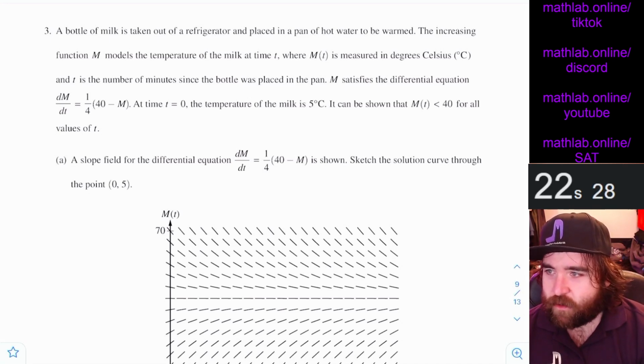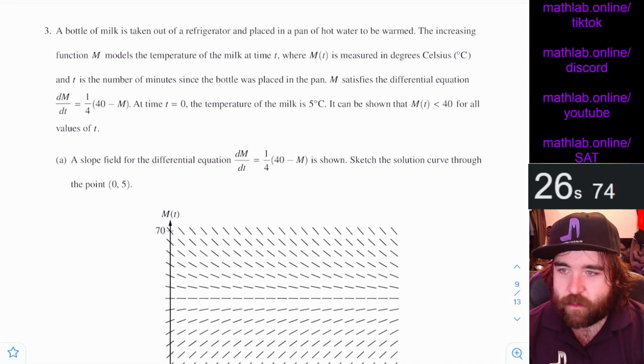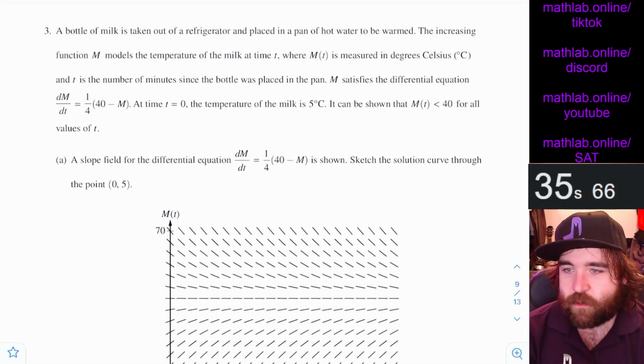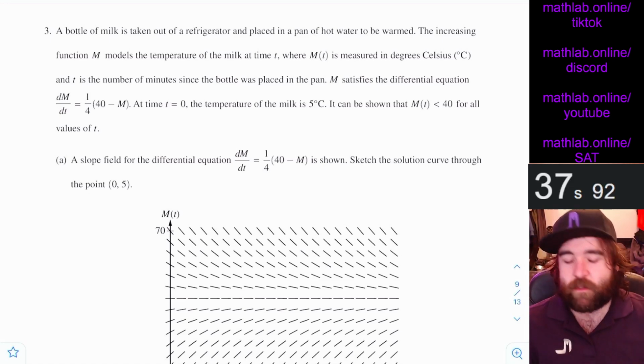M satisfies the differential equation dm/dt for the time t equals 0. The temperature of the milk is 5 degrees Celsius. It can be shown that m is less than 40, m of t is less than 40 for all values of t. A slope field for the differential equation is shown. Sketch the solution curve through the point 0, 5.